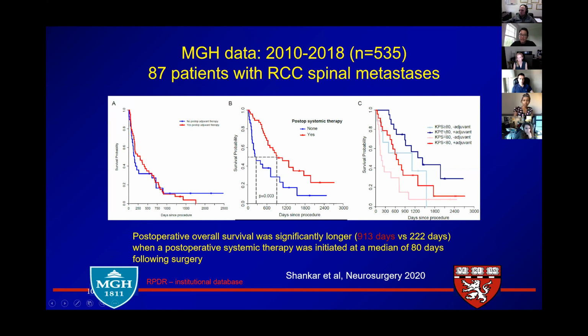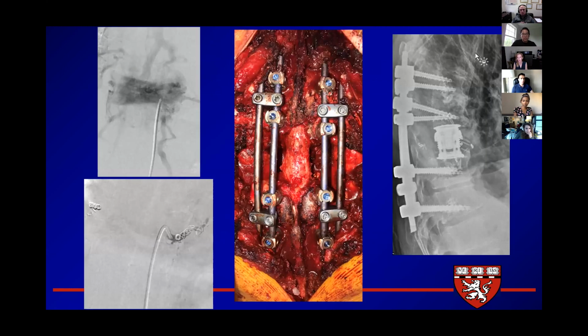And you can see that even with a KPS less than 80, those patients who started adjuvant targeted therapies after surgery, their survival was even longer. So we know that KPS above 80, those patients tend to do well anyway. But when we looked at those patients who didn't have great function before, when they started therapy, they did have longer survival. And this patient underwent embolization.